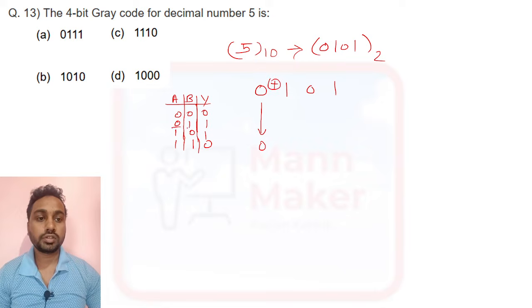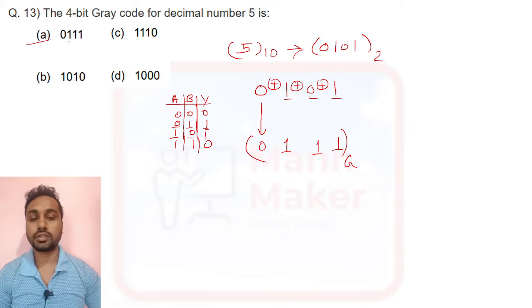So 0 and 1, 0 XOR 1 is what? Output will be 1. So here it will be 1. Again 1 XOR 0, so 1 is here. 1 XOR 0 is what? Again it is 1. Again we need to put XOR here, 0 and 1. So 0 XOR 1 is what? 1. So this is 1. Now this is your gray conversion, this is your gray value. That is, option A is your right answer.